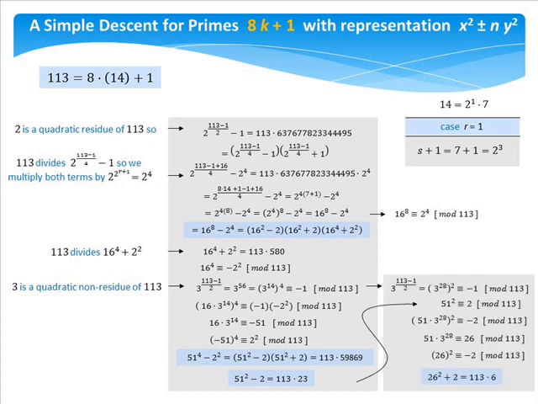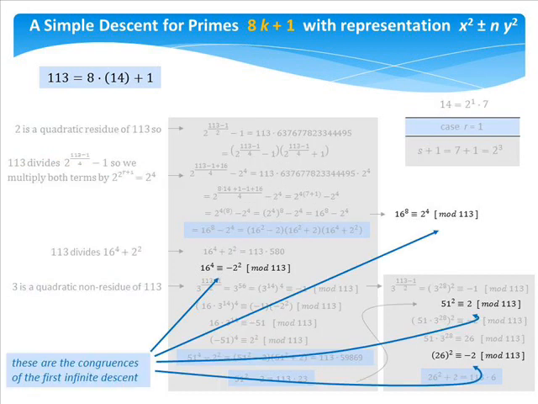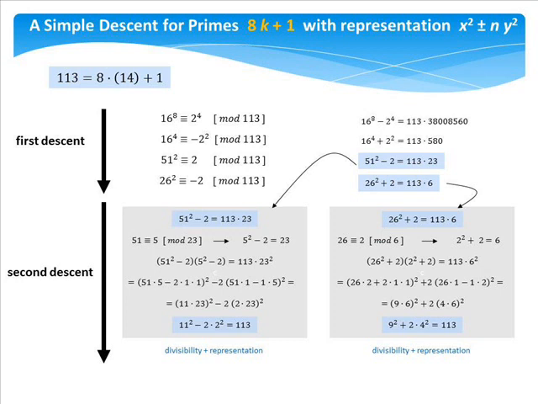And in the final step, we apply once again the congruence involving 3 as a quadratic non-residue of 113. Following the same methodology as before, we arrive at the desired solution. 26 squared plus 2 equals 113 times 6. Once finished, we can identify the congruences of the first infinite descent. From the equations derived in the initial infinite descent, we proceed with a simple descent method to determine the representation of 113 in the form of x squared plus minus 2 times y squared.